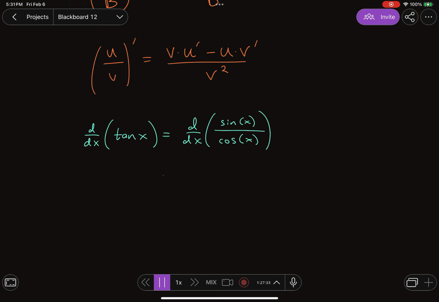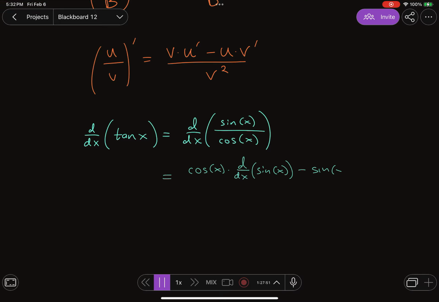So this is the same thing as low, cosine of x, times the derivative of the numerator, which is the derivative of sine of x, minus high, which is sine of x, times the derivative of the denominator, which is cosine of x, all divided by the denominator squared. Again, I'm not taking the derivative of the denominator. I'm simply grabbing the denominator and squaring it.